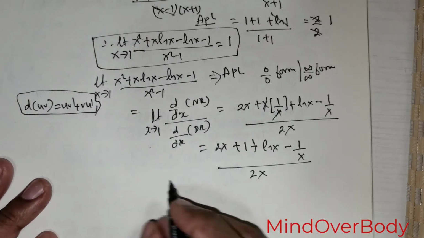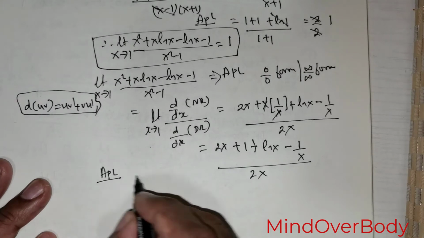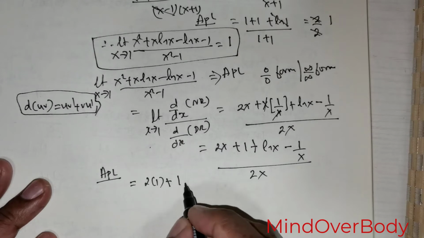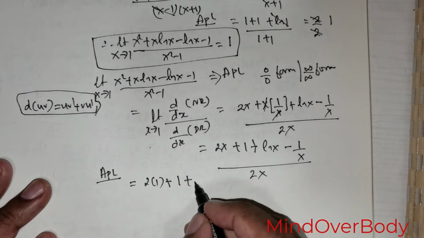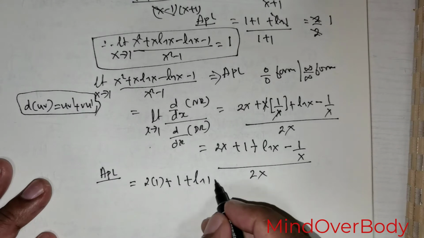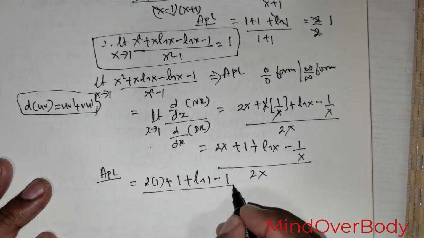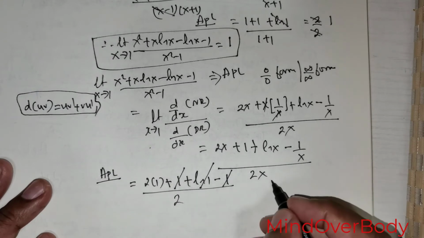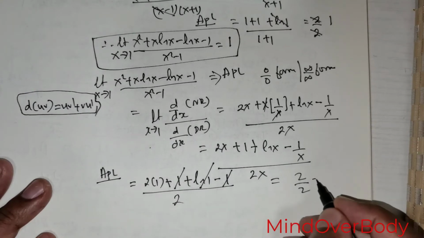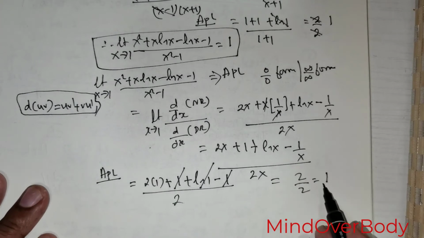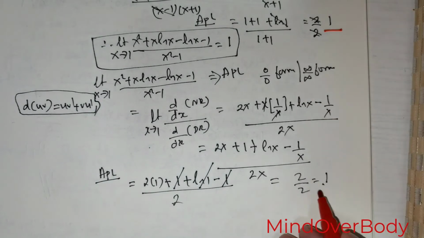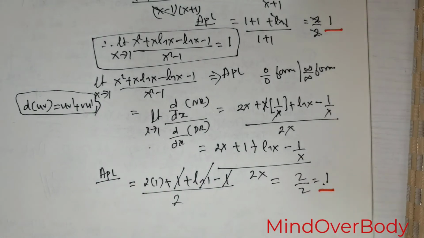Now applying limits, what do we get? In place of x I substitute 1, so this is going to be ln 1, 1 over 1 is 1, and this is going to be 2. Plus 1 minus 1 gets cancelled, ln 1 is 0, I get a 2 and I get a 2, 2 over 2 is 1. So I get the same answer. Clearly you can see we got 1 here and we got 1 here. So that completes the solution for this question, students. We'll move on to the next one.